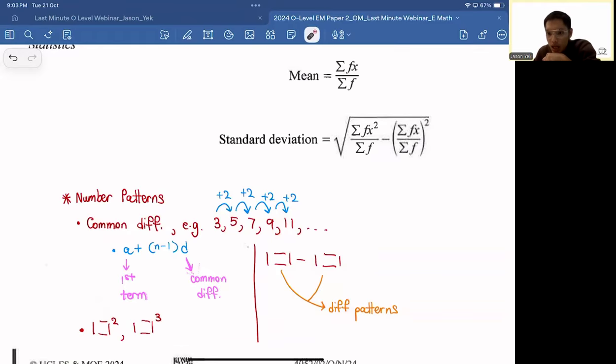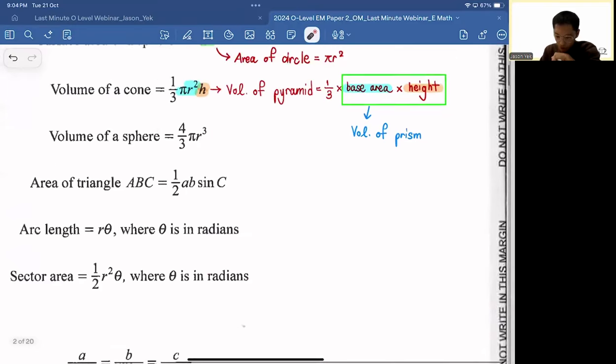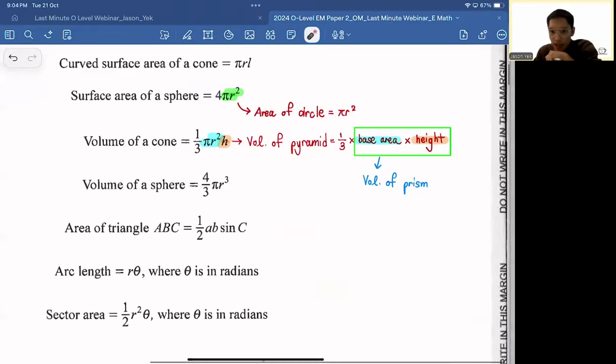Okay, let me see. I think I'll answer just a few more. Prism formula over here. All right, base area times height. So this is all your cheat codes, yeah.